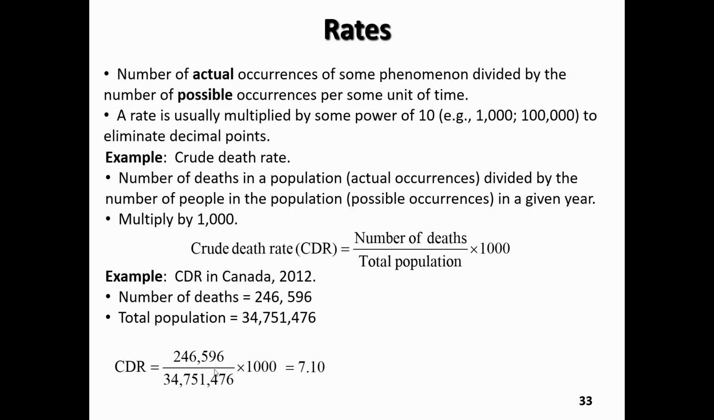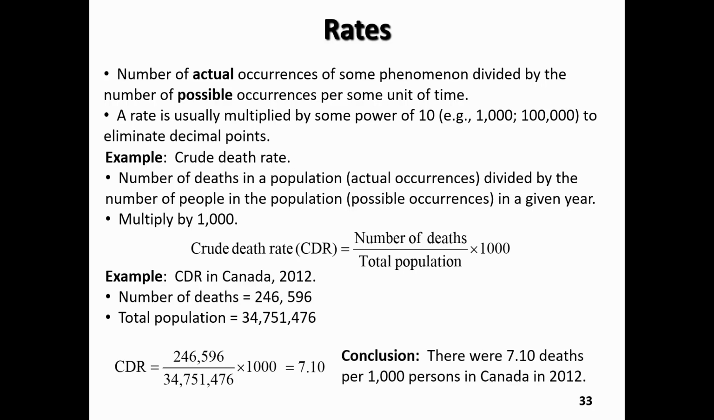And we would finish a calculation such as this with a final concluding statement. That statement would indicate that there were 7.1 deaths per 1,000 persons in Canada in 2012. And the calculation of crude death rate in this manner now allows these data to be compared to the crude death rates in other countries, provided that those crude death rates in other countries were computed with the same equation.